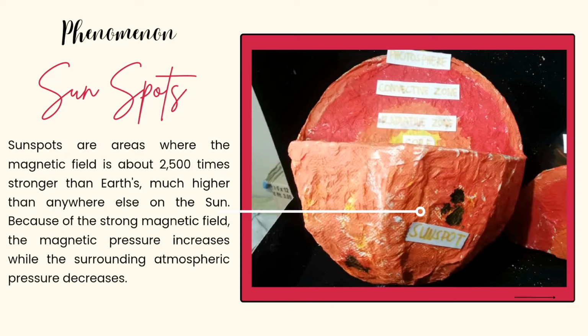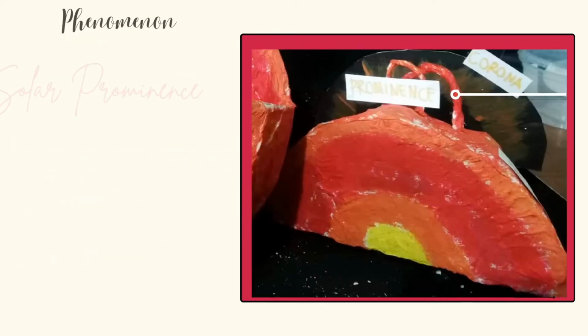To begin with, the phenomenon of sunspots. Sunspots are areas where the magnetic field is about 2,500 times stronger than Earth's, much higher than anywhere else on the sun. Because of the strong magnetic field, the magnetic pressure increases while the surrounding atmospheric pressure decreases.